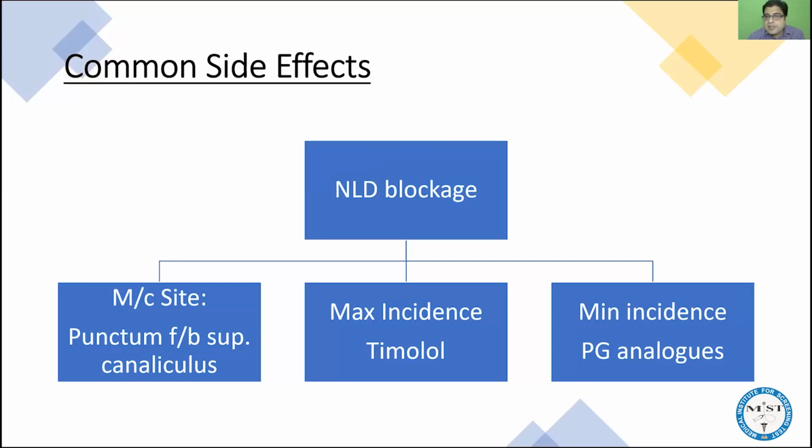The second common side effect is nasolacrimal duct blockage. And the MCQ they can ask you in PGI Chandigarh is, what is the most common site of this nasolacrimal duct blockage? Obviously the punctum is directly exposed to the eye drops. So the punctum is the most common site, followed by the superior canaliculus. Now guys, please remember, if we think in terms of physics, the medicine is drained into the nasolacrimal duct, so we think the inferior canaliculus must be very commonly involved, but it's not the inferior canaliculus, it's the superior canaliculus. It's the second most common location involved in nasolacrimal duct blockage. Now the incidence is maximal with timolol, we have discussed already, and the minimum incidence of this nasolacrimal duct blockage is with prostaglandin analogs.